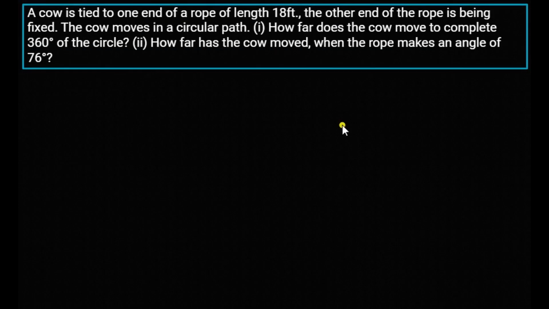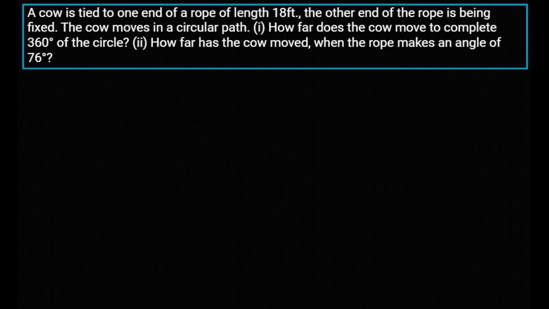So the question is, a cow is tied to one end of the rope of length 18 feet. The other end of the rope is being fixed. The cow moves in a circular path. How far does the cow move to complete 360 degrees of the circle? And how far has the cow moved when the rope makes an angle of 76 degrees? So first let us visualize the question.